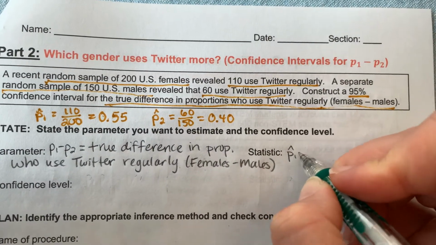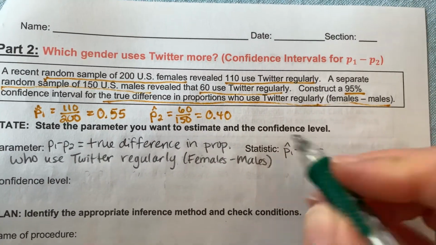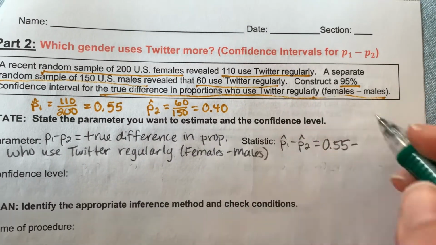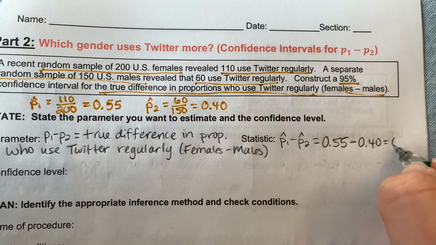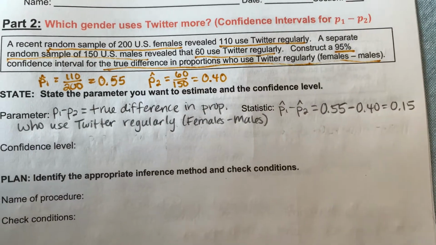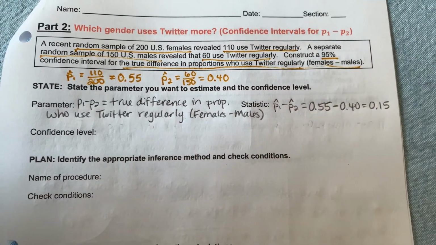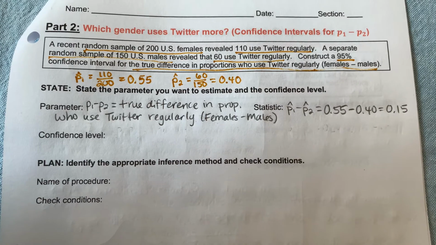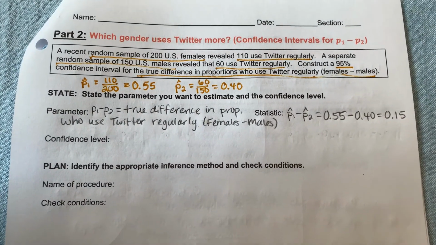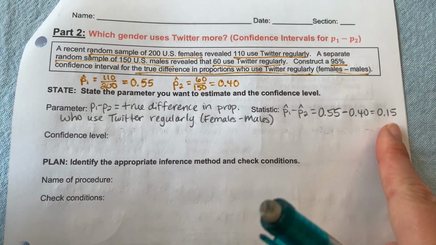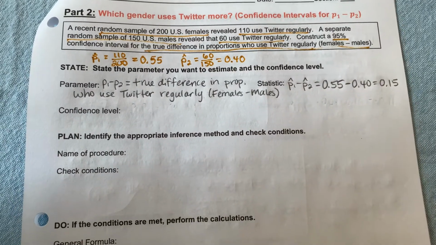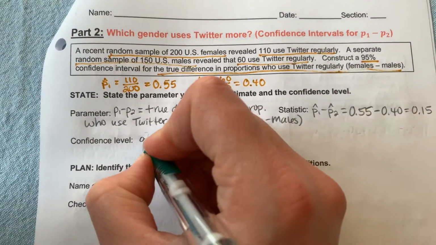Okay, so then I also state my statistic. That's my P1 hat minus P2 hat. I know P1 hat is 0.55, and I know P2 hat is 0.40. So I get 0.15 as my difference in sample proportions. So I'm thinking, okay, between my samples, there's a 15% difference. What is my estimate going to be for the populations? Well, something around 15% or 0.15, but I'm going to have to find that margin of error and get an interval. And also, my confidence level is 95%.